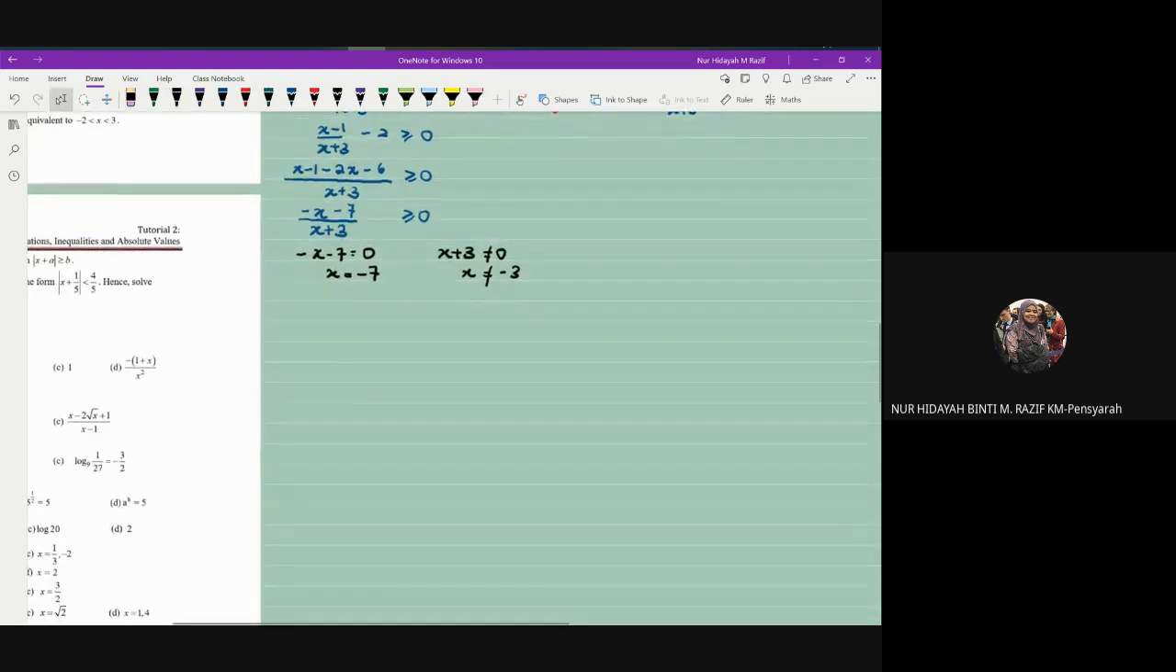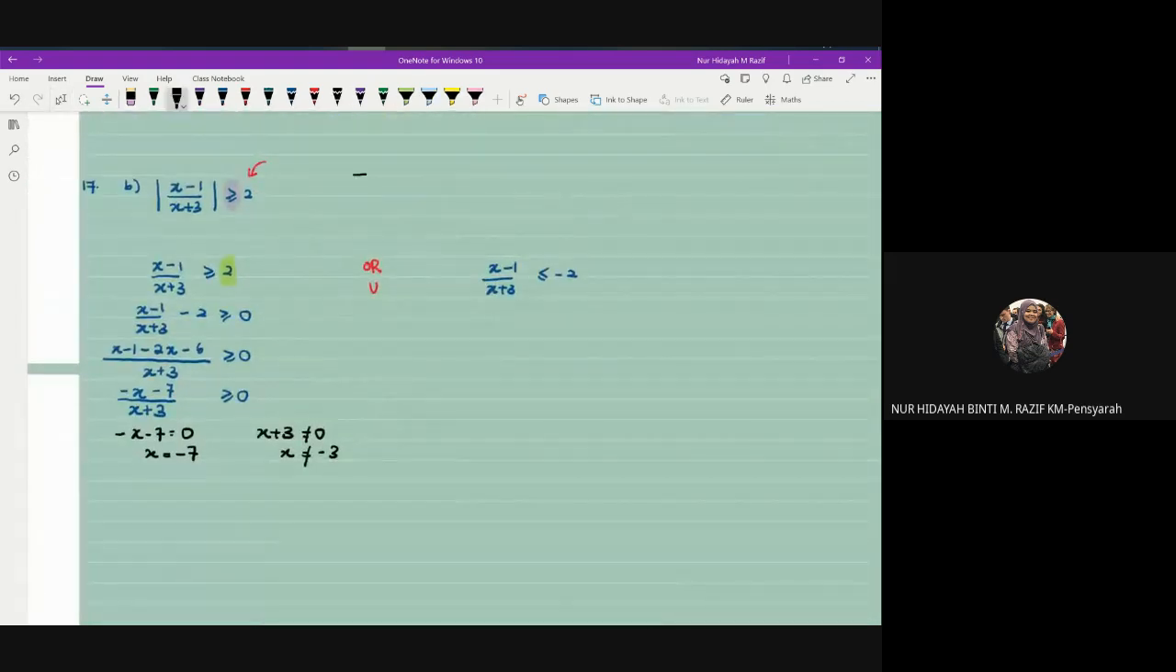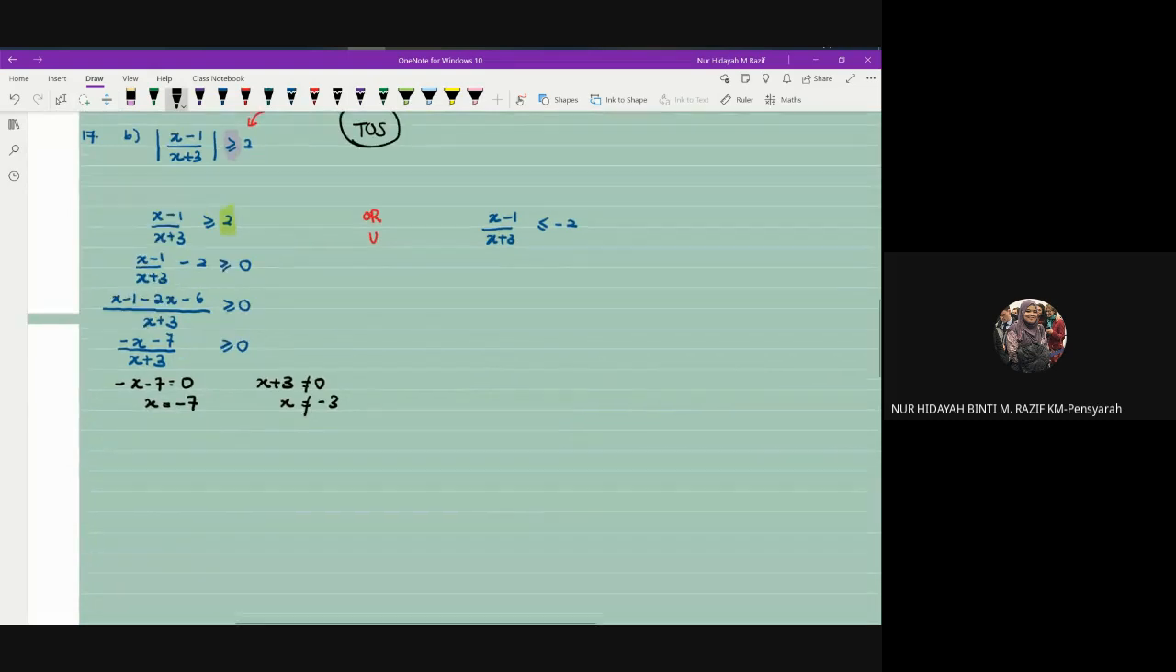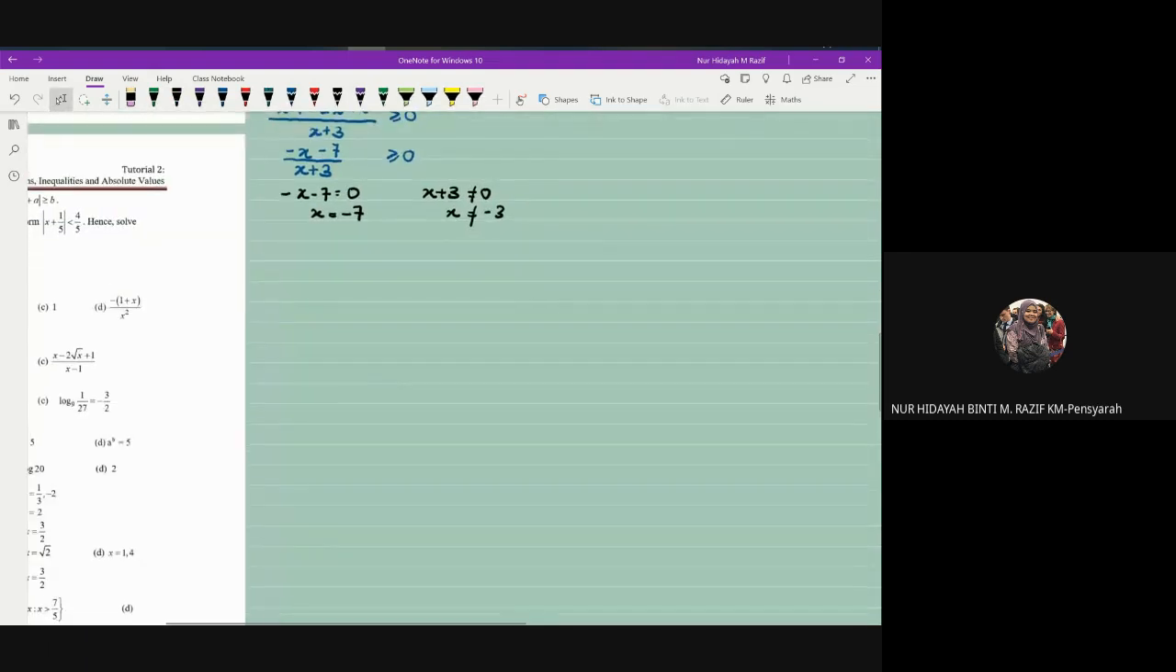Dah dapat dua nilai tu, baru kita masuk pada table of sign. So itu method yang kita akan guna. So untuk buat table, buat seperti biasalah. Yang ni ikut yang mana yang you selesa.